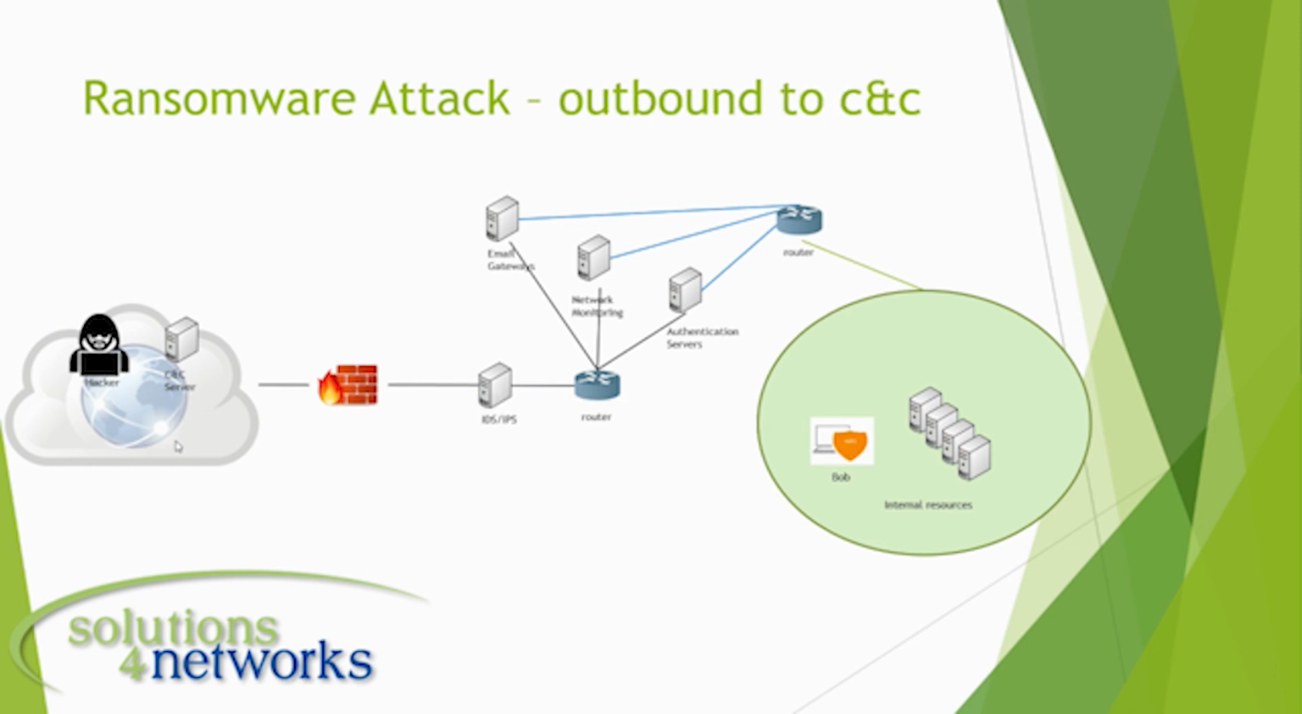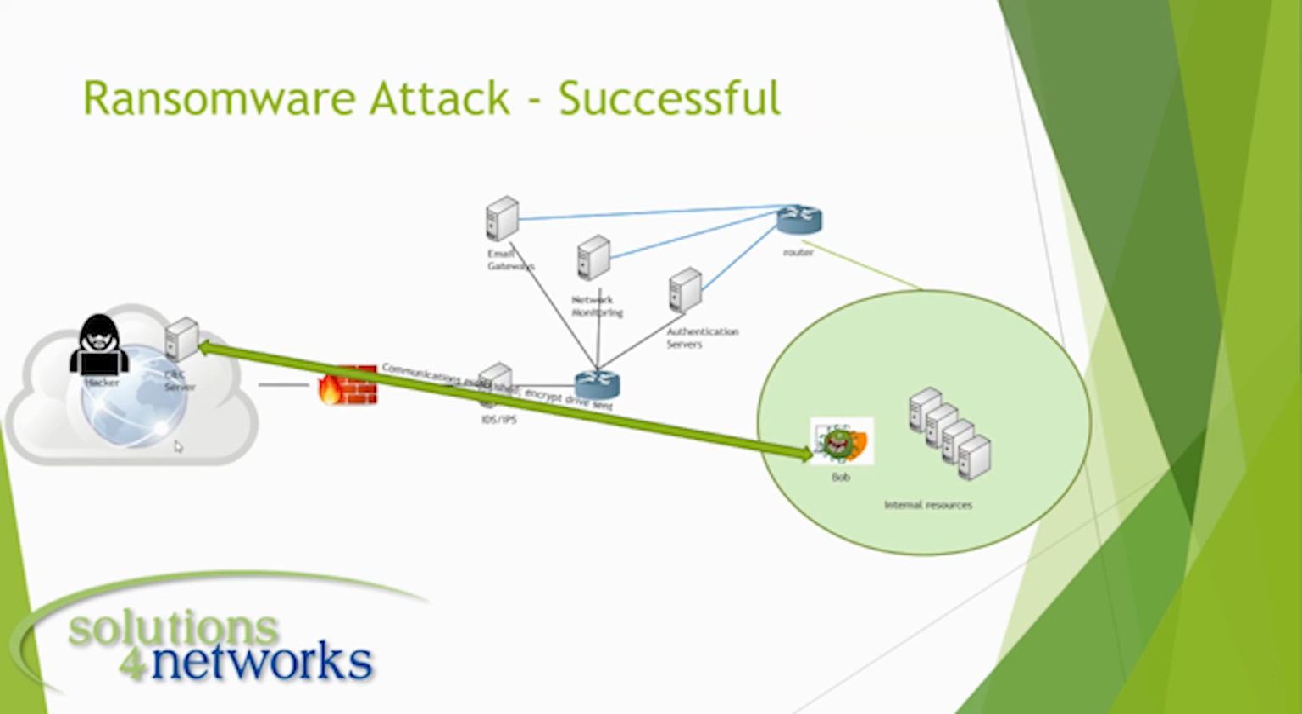Unfortunately, in a lot of cases, this outbound request will be allowed because a lot of companies do not restrict outbound connections from internal resources. The CNC server now has communications with the dropper file on Bob's PC and sends the information to encrypt the drive. As you can see, implementing a sound network security architecture is essential to any organization's IT security strategy.